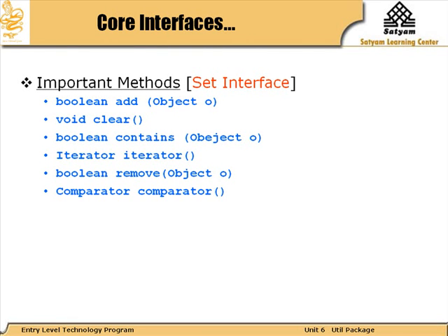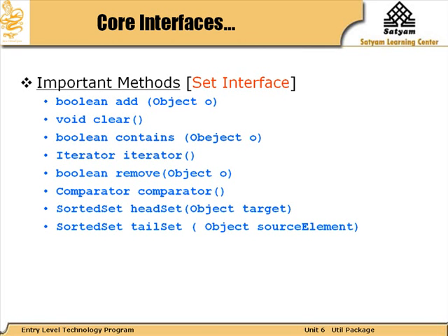Comparator returns the comparator associated with the current sorted set. We will soon see how a comparator actually works. Headset returns the set of elements whose index is less than the target. Tailset returns the sorted set of elements whose index is greater than the source element. Subset returns the set of elements between the source and target elements.